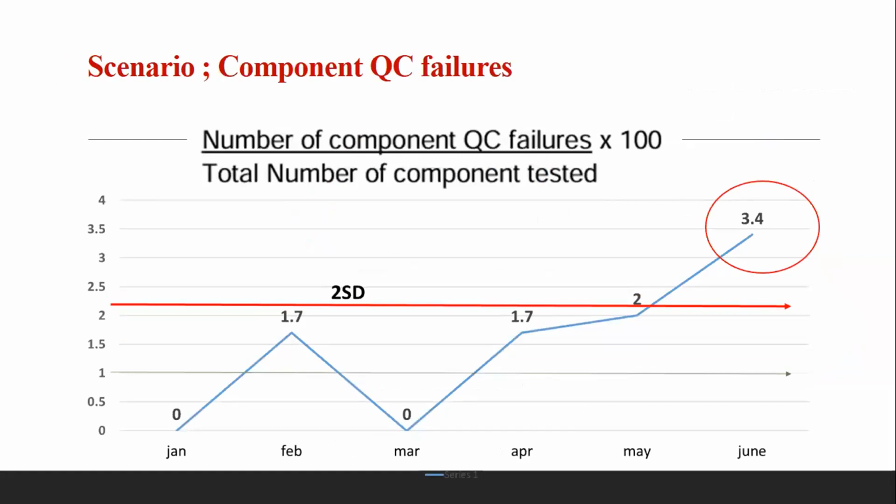Now let us look at this scenario. We monitor several quality indicators at our center, and one of them is component QC failure. This is calculated as the ratio of the number of component QC failures to the total number of components tested. As you can see in this chart, most of the time it was within the expected limit, that is, within 2 standard deviations of our average, whereas in one particular month the percentage was much beyond the cutoff value, at around 3.4%.